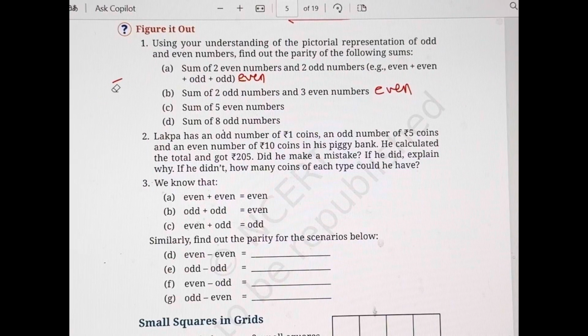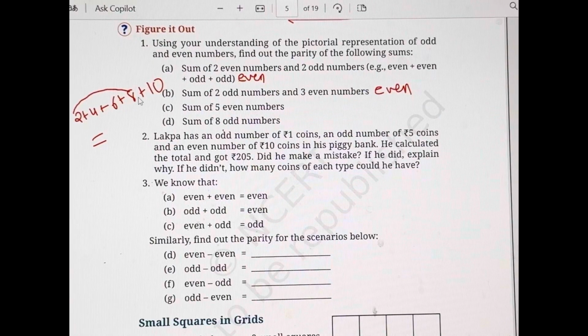So, question number C. Sum of 5 even numbers. 5 even numbers. So 2 plus 4 plus 6 plus 8 plus 10. What do you get? Always try to make pairs. Like while adding also, make your work easier. 10 is already there, it's easy to add 10. 2 plus 8 is 10, 4 plus 6 is also 10. So 10 plus 10 plus 10 will be 30, which is an even number. So in this case also you will get an even answer.